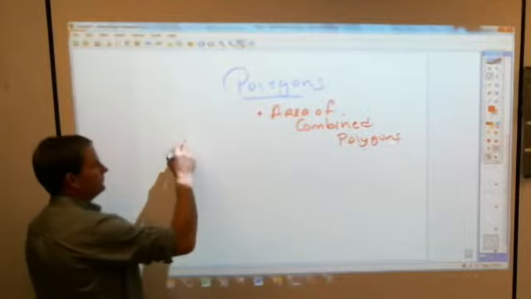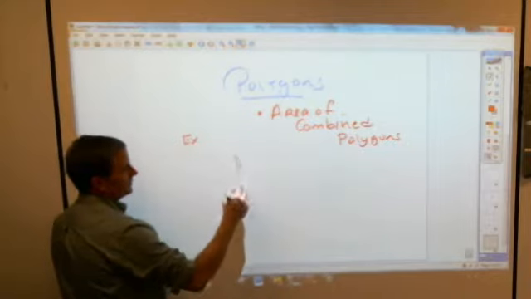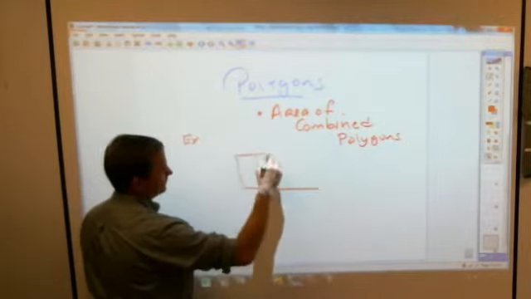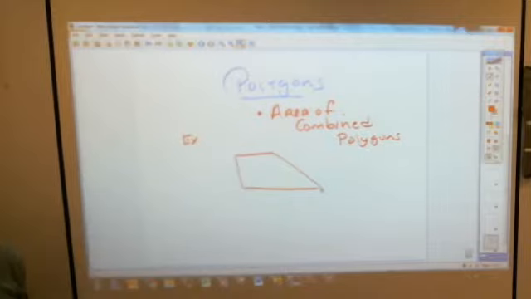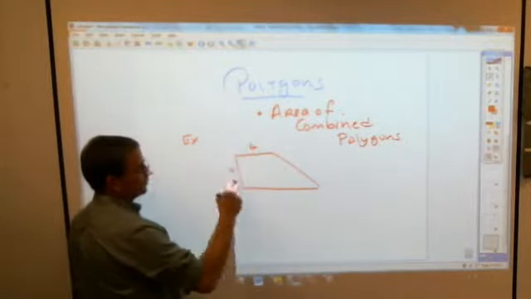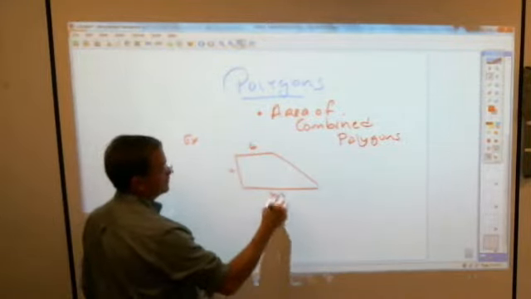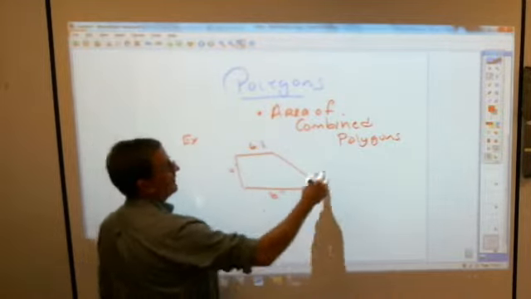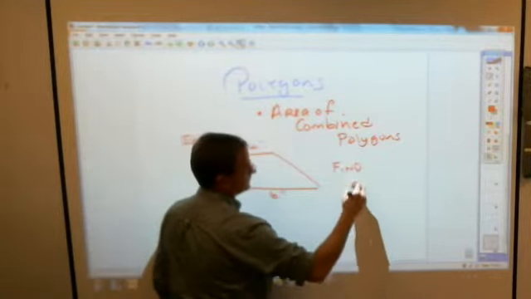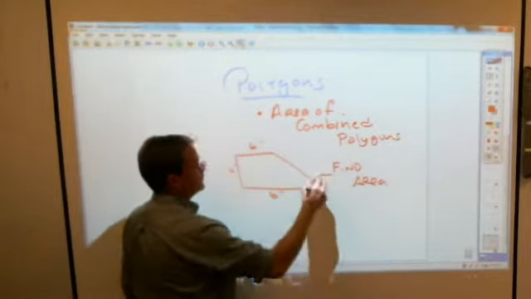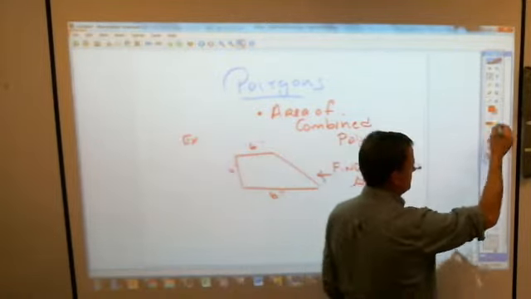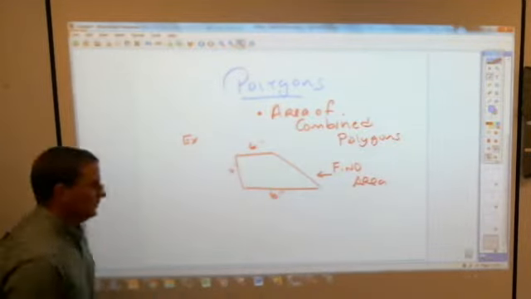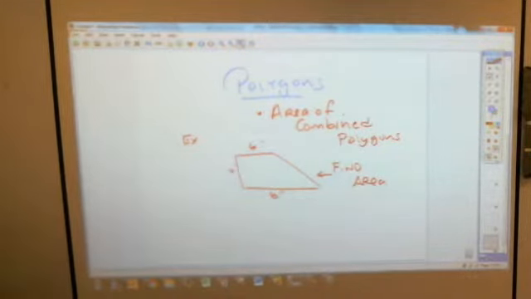Here's your example, children. Draw this to the best of your 7th grade ability, which I know is not much. What do we got? 6, 4, and 8. Let's do inches because I can make those little hash marks. Find the area. Now there is a formula for a trapezoid, but we're not going to do it yet because we're going to do this first. How do you find the area of that? Because we don't have that as one of our formulas.